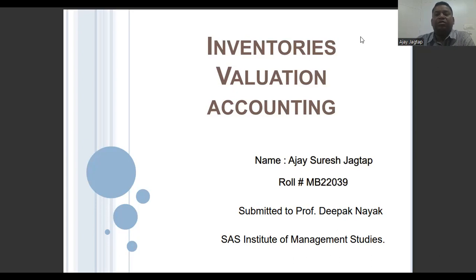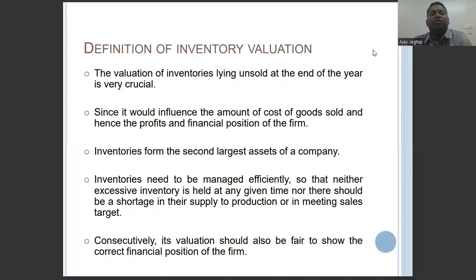Inventory valuation in accounting. Definition of inventory valuation: the valuation of inventory unsold at the end of the year is very crucial, since it influences the cost of goods sold and hence the profit or financial position of the firm. Inventory is the second largest asset of the company.